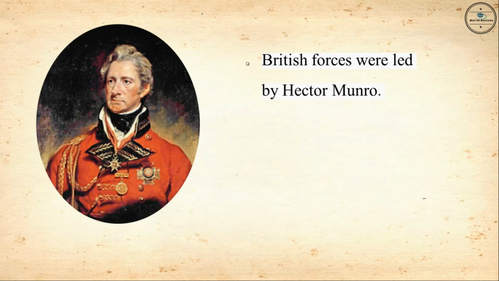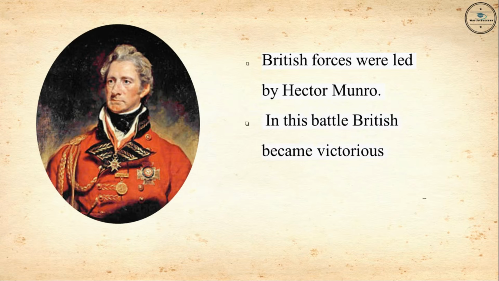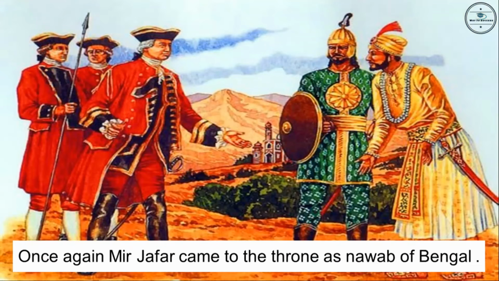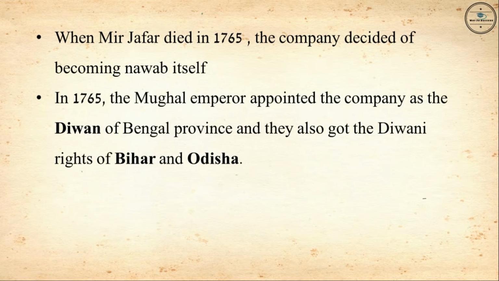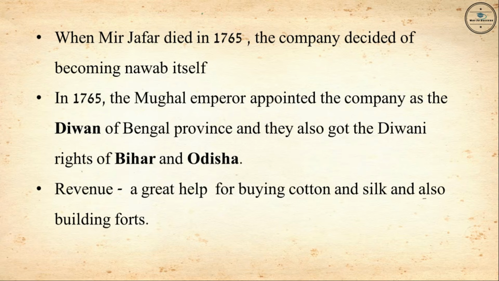In the Battle of Buxar, British forces were led by Hector Munro. In this battle, the British became victorious. Once again, Mir Jafar came to the throne as Nawab of Bengal. When Mir Jafar died in 1765, the company decided on becoming the Nawab itself. In 1765, the Mughal Emperor appointed the company as the Diwan of Bengal province, and they also got the Diwani rights of Bihar and Odisha. The company received revenue, and it was a great help for buying cotton and silk and also building forts.